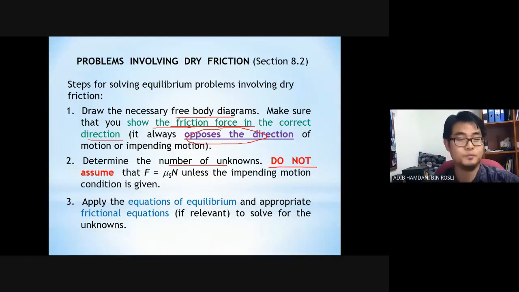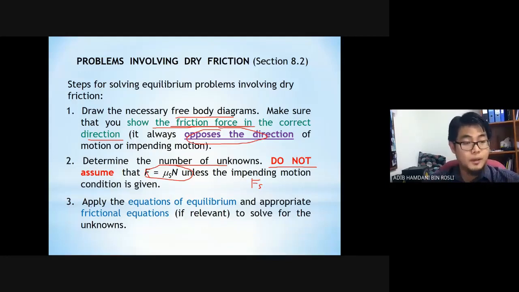Do not assume that F equals mu S N. Don't assume this, unless you know or you are given the condition that there is an impending motion, which means that it starts to move. If you know it is impending motion, you can use F equals mu S N. Otherwise, don't say that F equals mu S N. No, don't do that. Unless you are told that it is at the condition of impending motion, about to move, don't use this mu S N.